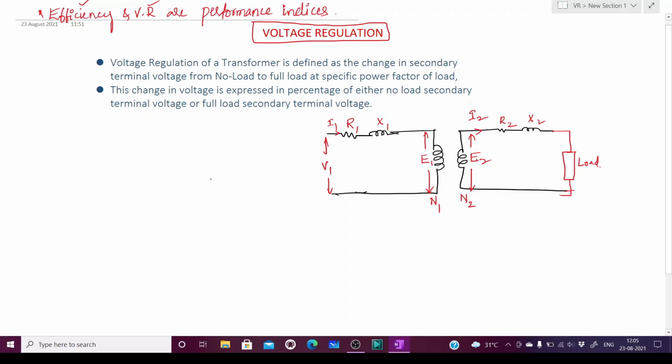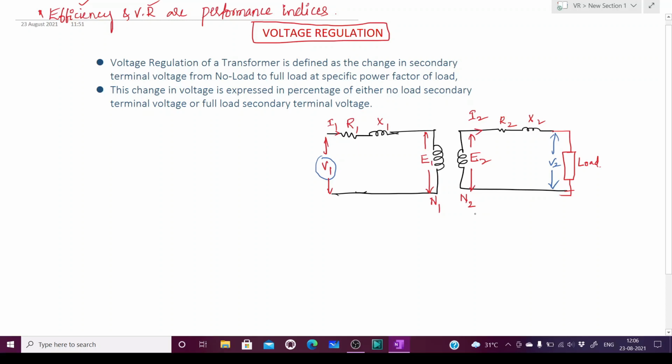Now what is voltage regulation? The ultimate result of this transformer is that we are changing the voltage from primary to secondary. That means the primary voltage V1 is converted into secondary voltage V2. This is the function of a transformer. These levels will be different: V1 will have one value and V2 a different value with respect to the turns ratio.